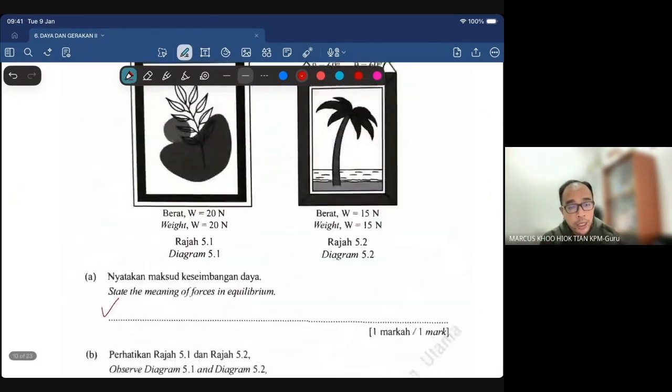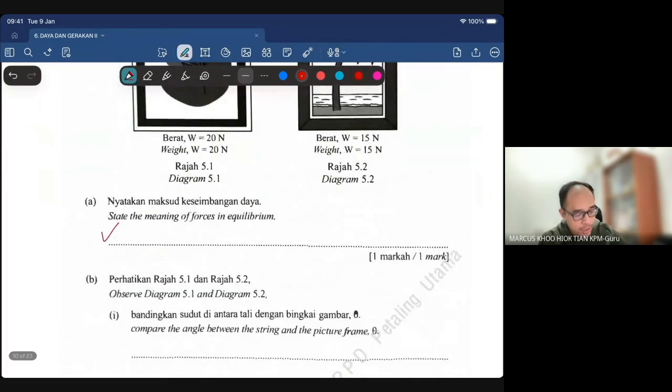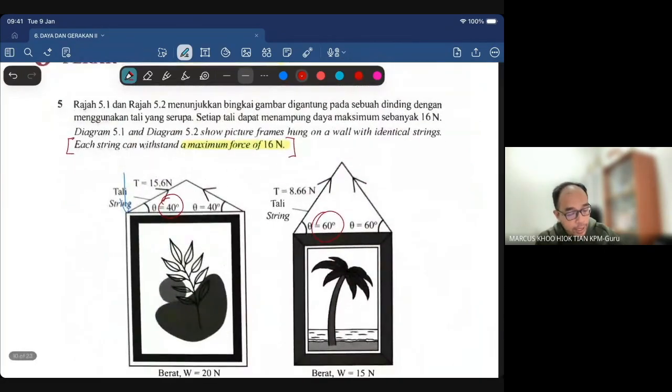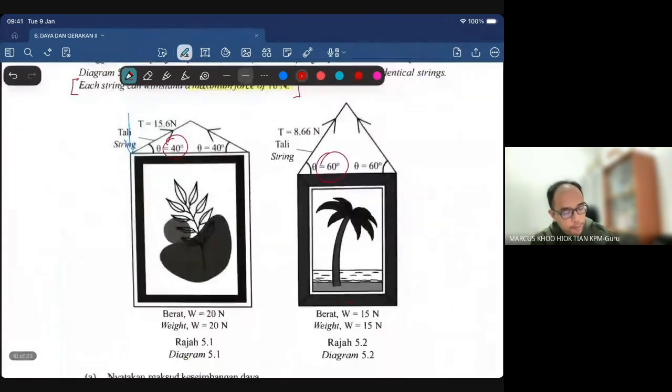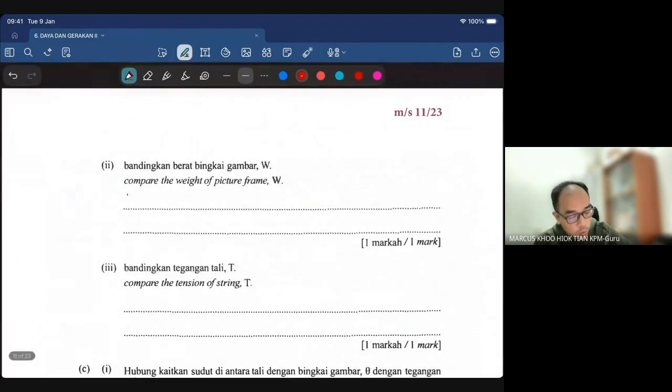Compare the angle between the string and the picture frame. One is 40, one is 60. This is pretty easy. In this particular case, 5.1 has a smaller angle than 5.2. Next, the weight of the picture frame is given, so it's a very easy comparison: 5.1 is bigger than 5.2.